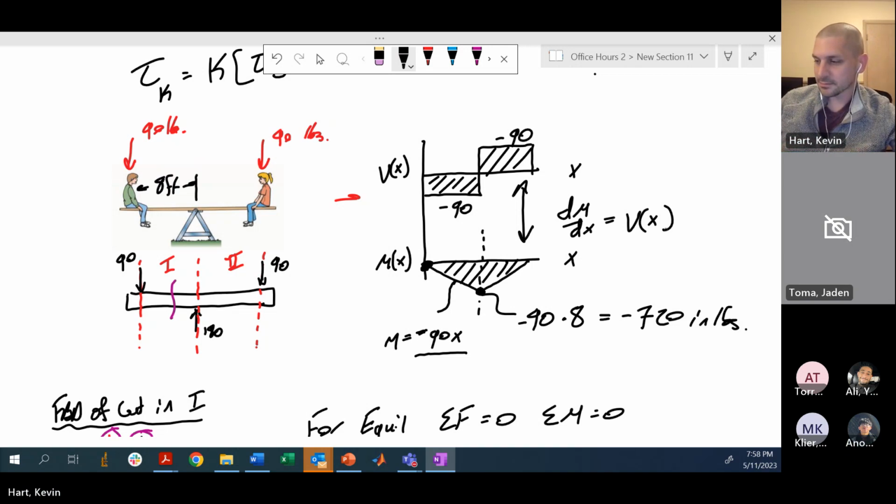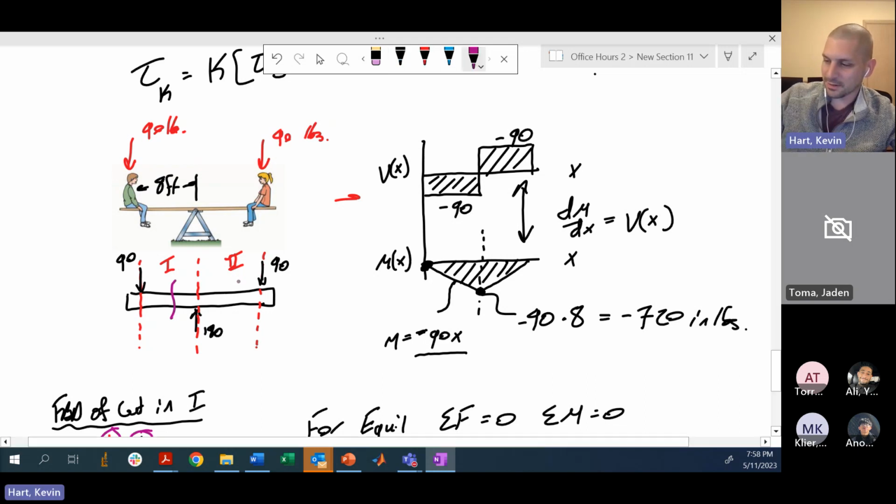Better? You could repeat that process for this portion of the beam as well. Make yourself a free body diagram of a cut that's random in region number 2. Sum the forces, sum the moments, figure out what the equation of the shear and the equation of the moment are in those regions.